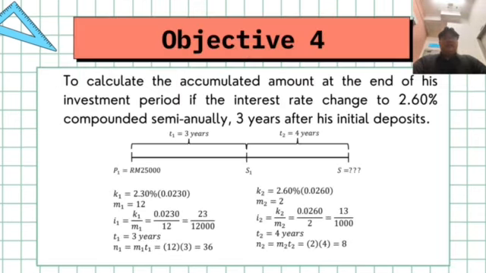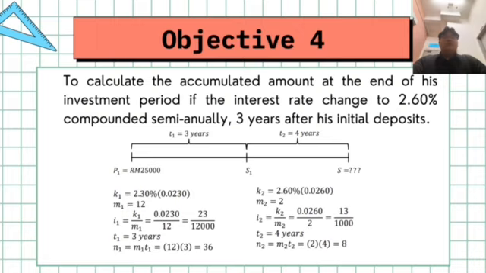Objective 4. To calculate the accumulated amount at the end of his investment period if the interest rate changed to 2.60% compounded semi-annually 3 years after his initial deposit. The information that we get are P1 equal to 25,000 ringgit, K1 equal to 2.30% equivalent to 0.0230, M1 equal to 12, I1 equal to K1 over M1, which is 0.0230 over 12 equal to 23 over 12,000, T1 equal to 3 years, N1 equal to M1 times T1, which is 12 times 3 equal to 36.